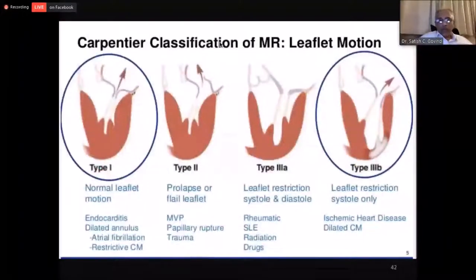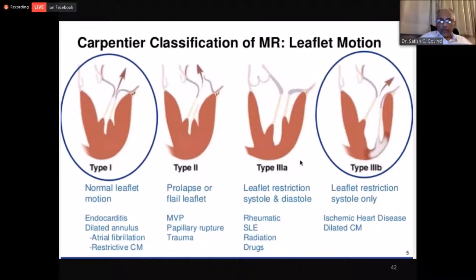Then you have this Carpentier classification, fairly simple, fairly straightforward. So in terms of especially mitral regurgitation, you have the type 1 leaflet where you have a normal leaflet. And this is where the annulus dilates, but the leaflets are normal. So you need to sort of keep this in mind. And then you have the type 2 where you have the excessive mobility. Excessive mobility is nothing but prolapsing when you have the flail leaflet also.